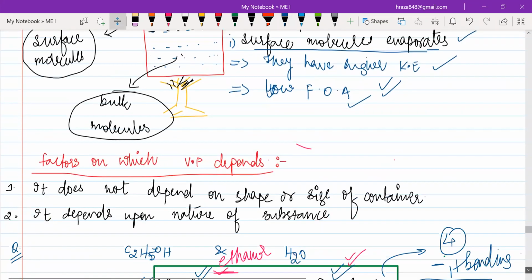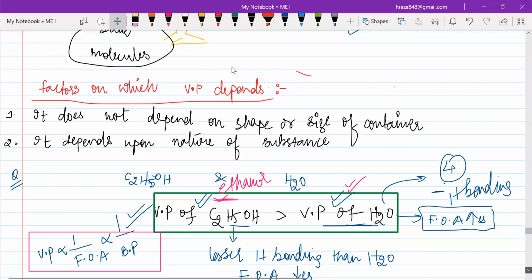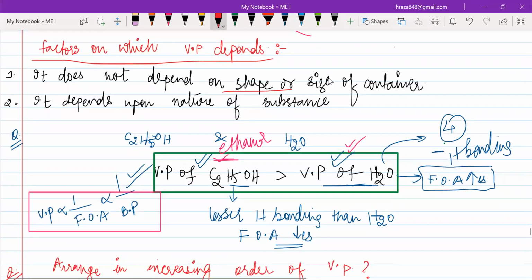So there are two factors. The first, it doesn't depend upon any shape or size of container. That means basically, if you are having a cylindrical container, the water will boil or convert itself into vapor only at 100 degrees centigrade. And if you are taking a conical container, it will boil at 100 degrees centigrade. This only depends upon nature of substances.